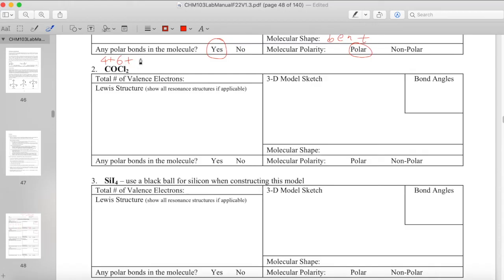Now here we have 2 chlorines, so whatever number of valence electrons each chlorine has, we're going to multiply by 2 because there's 2 chlorines. Chlorine's in group 17, so it has 7 valence electrons. So if we take 14 plus 6 plus 10, that's 24 electrons.